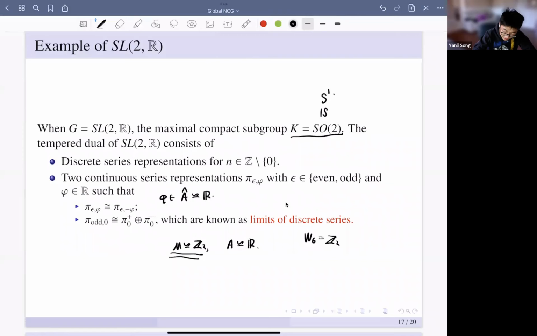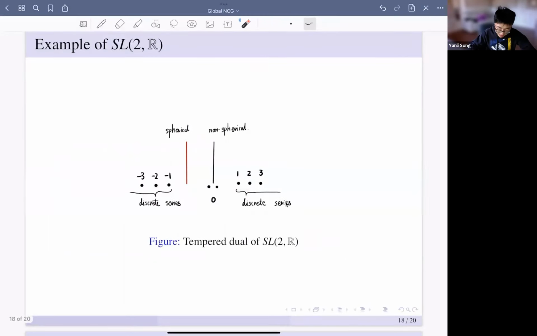And what is special is that if you take epsilon to be odd and take phi to be trivial, then this representation is no longer irreducible. It is decomposed into two representations, which are known as the discrete series representations. So this is the tempered dual of SL2R. Here's one picture of the SL2R.